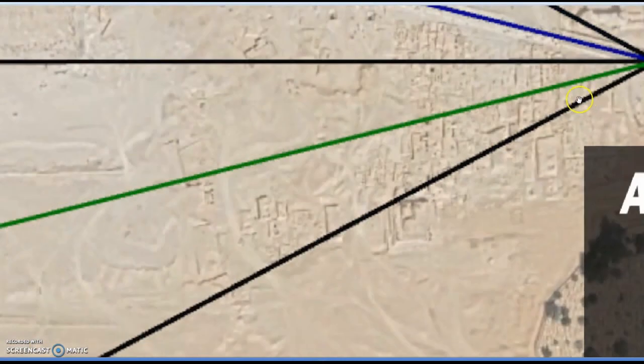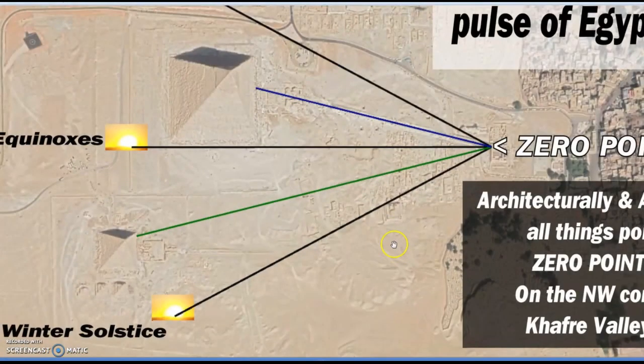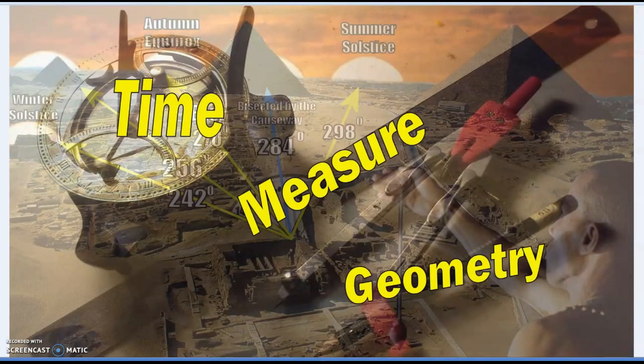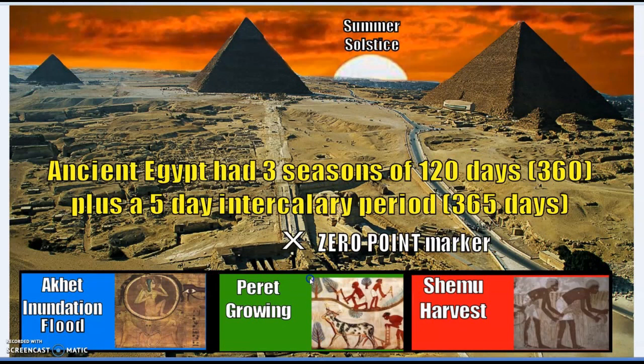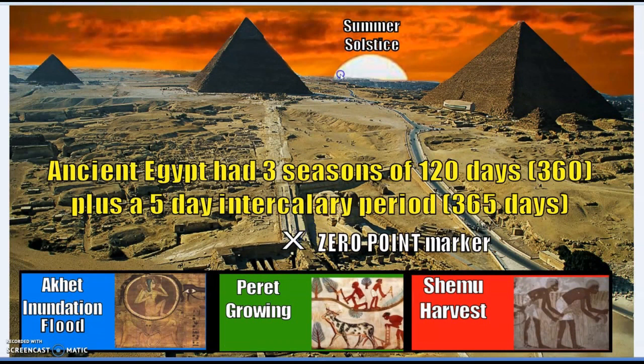For instance, the winter solstice viewed from there touches the corner of Menkaure's tomb pyramid, marking the winter solstice, and these other features too, but measuring time, measuring length, measuring angles and geometry as well. So you have all 3 seasons in Egypt viewed from the 0 point where the Khafre Causeway hits the Khafre Valley Temple. The sun will set directly between the Great and Khafre Pyramid.